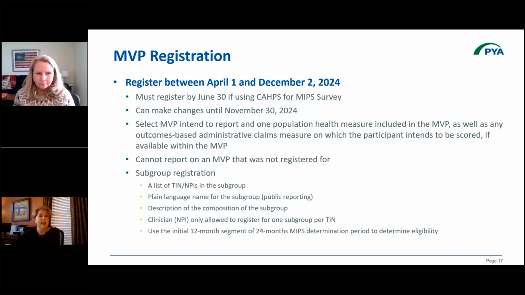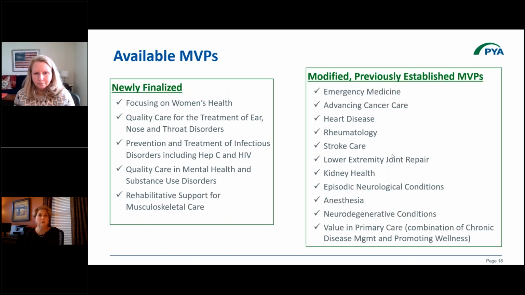Subgroups are breaking down tax IDs based on NPIs, and so, for example, if you have a multi-specialty group, you can have a subgroup of each of your specialties. You have to register those subgroups. They're voluntary right now, but the plan, at least initially from what CMS is saying, is that by 2026, use of subgroups will be required.